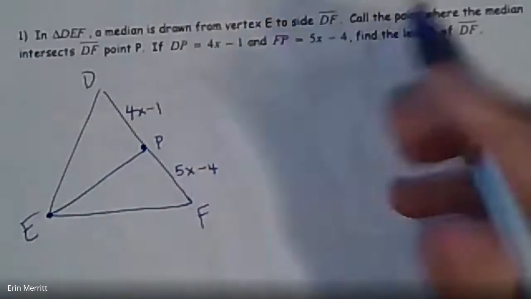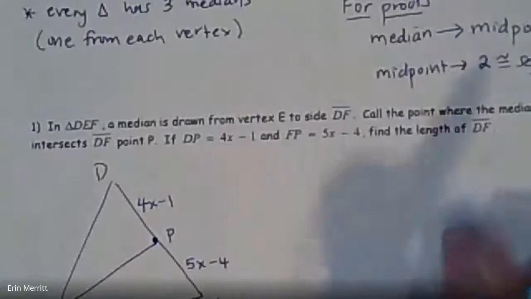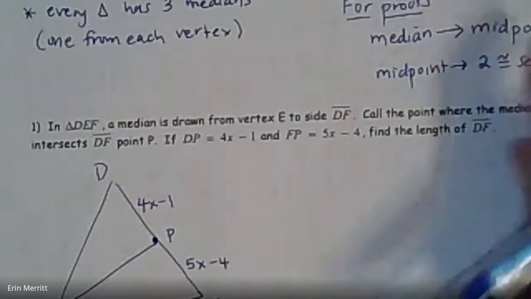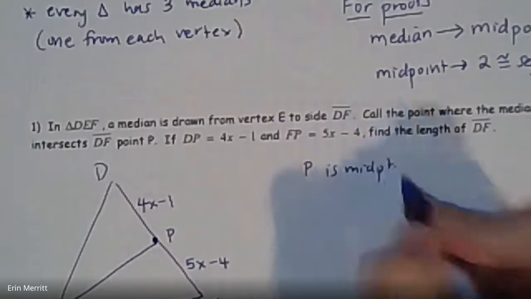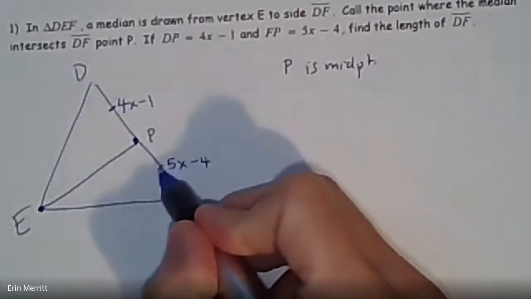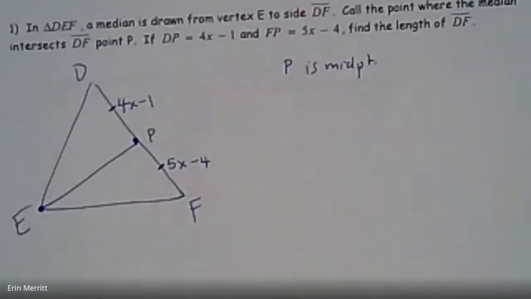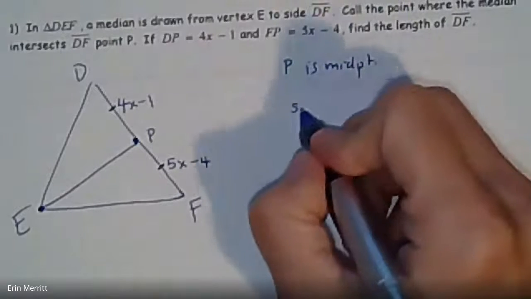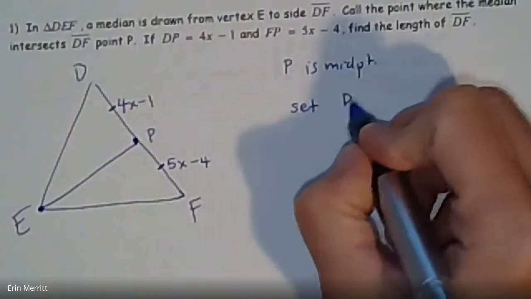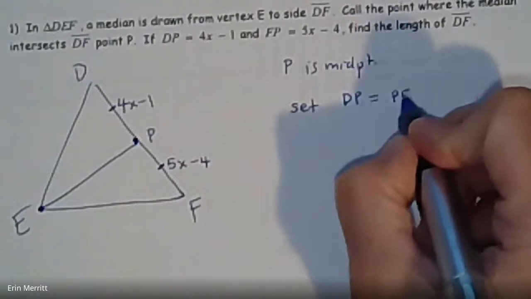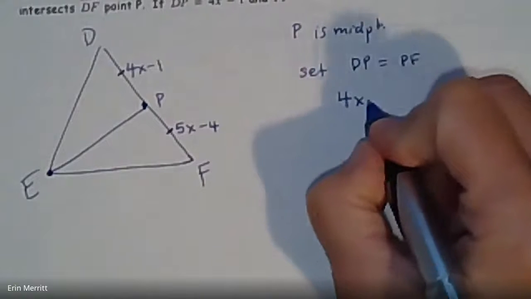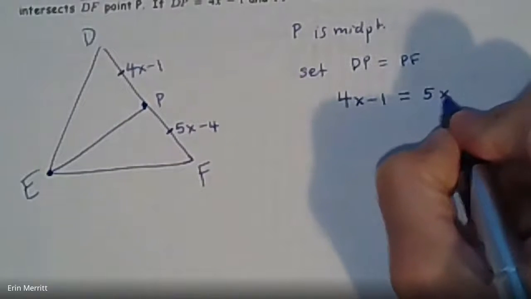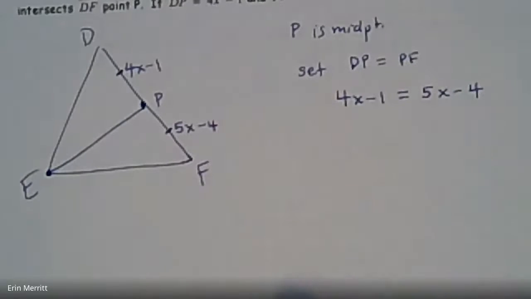All right. What we want to take away from this, median means we have a midpoint. So that means that P is the midpoint. And if I have a midpoint, then I have two congruent segments. So that little segment is congruent to that guy, which means we can set DP equal to PF and be on our way here. 4x minus 1 equals 5x minus 4, and solve.